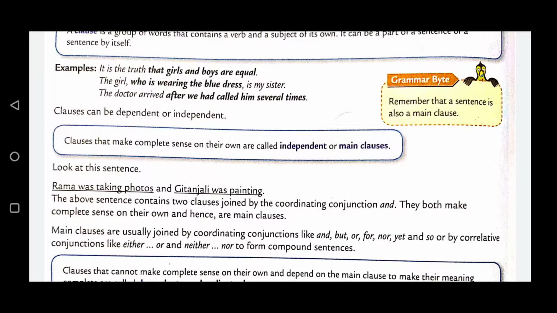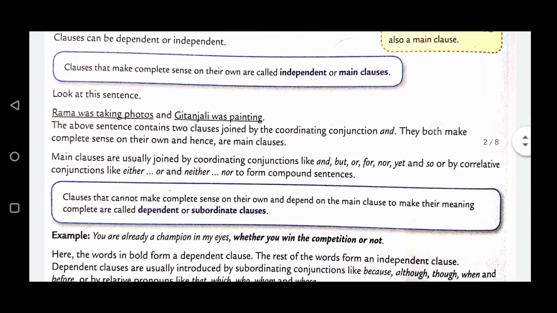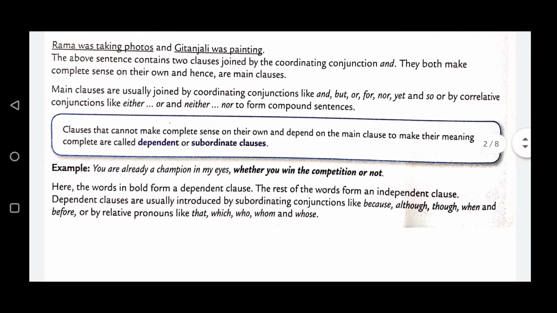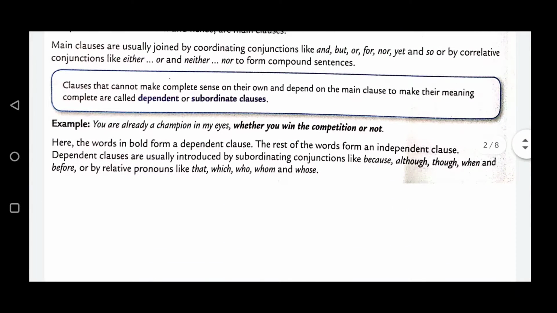Now, there are many coordinating conjunctions such as and, but, or, for, nor, yet and so, or correlative conjunctions like either-or and neither-nor to form compound sentences. If we want to form compound sentences, we can use the coordinating conjunctions which are just given.